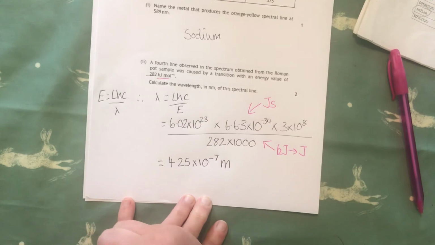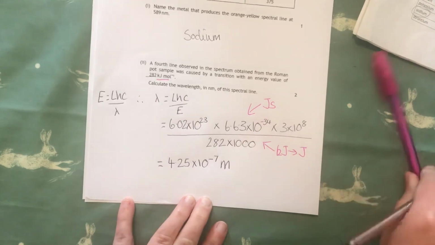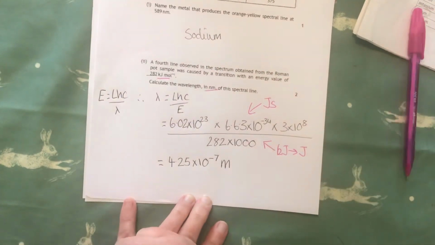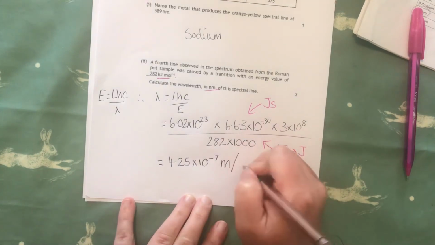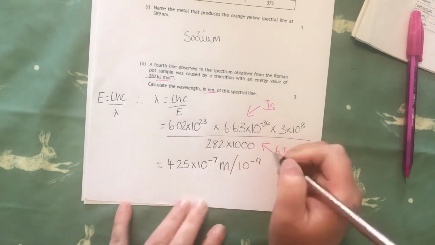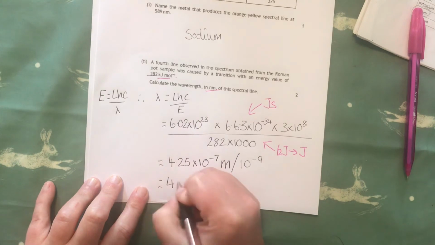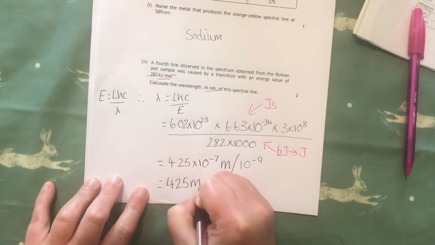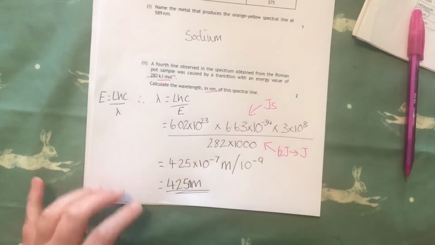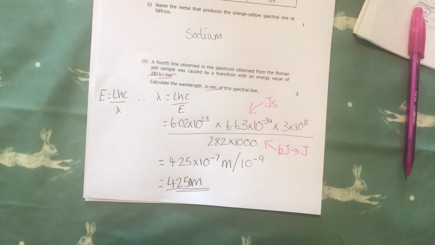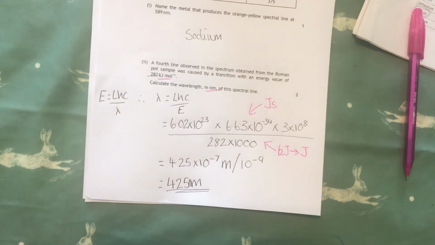because the unit for speed of light is meters per second. The question asks us to give the answer in nanometers, so we have to divide that by 10 to the negative 9, giving us 425 nanometers as our final answer. 3 significant figures is absolutely fine for your answer here.